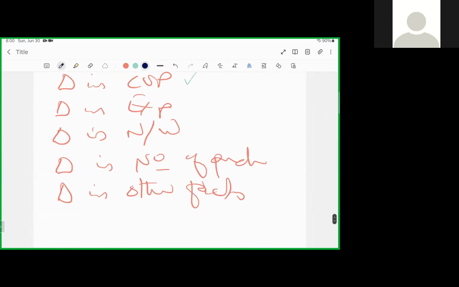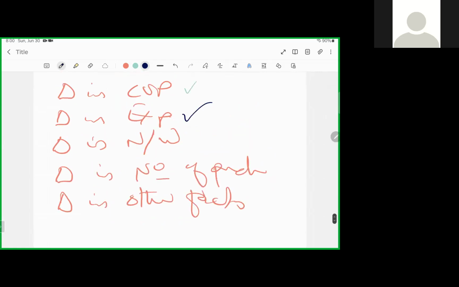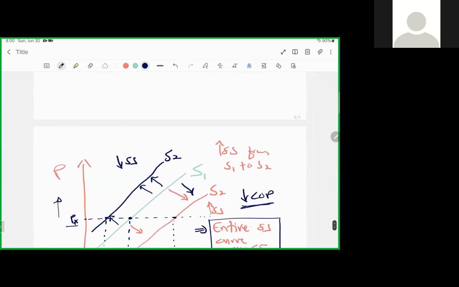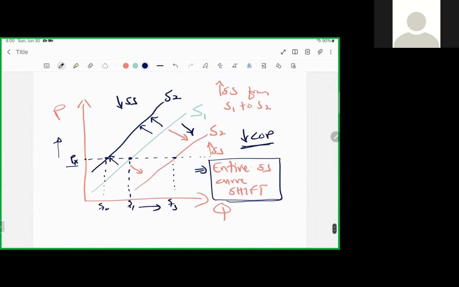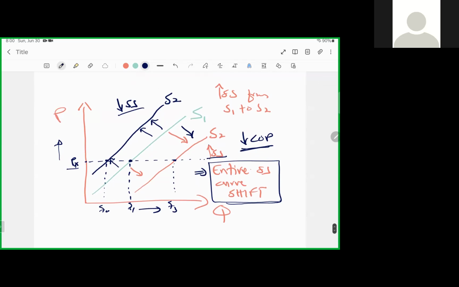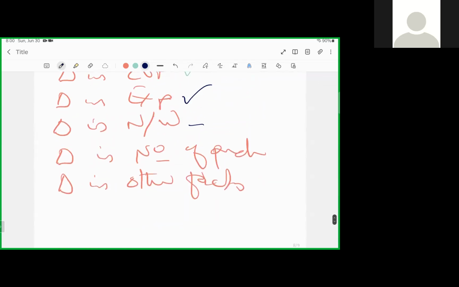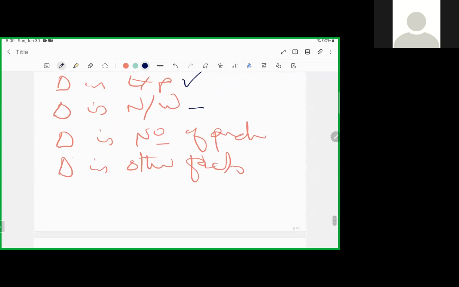Now, when there is also a change in expectations, we expect a similar thing to happen. When there is a change in the weather or nature, we expect the supply curve to change, either by increasing or by decreasing. So you should know the difference between an increase in supply and an increase in quantity supplied, and a decrease in supply. When there's a change in the number of firms or producers, the supply curve will also change.